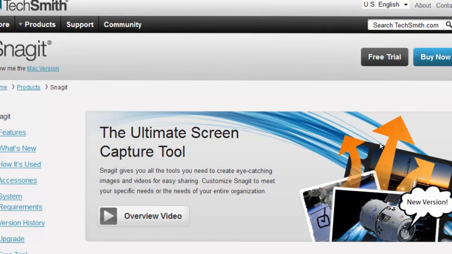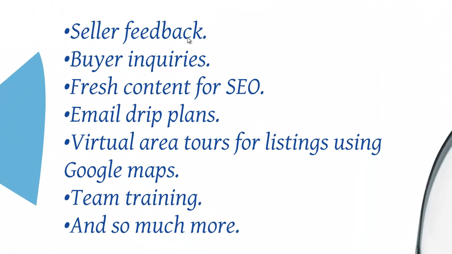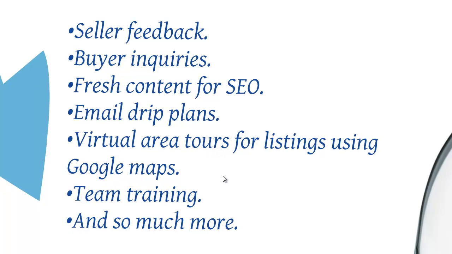The tool that you use to make video screen sharing is called Snagit, S-N-A-G-I-T. It's free to use for a 30-day period, and then after that, it's a one-time fee of $50. And how we use it in real estate is to give sellers feedback, to respond to buyer inquiries, to create fresh content for your websites, the SEO, including video in your email drip plans, doing virtual area tours for listings using Google Maps, team training, and more.